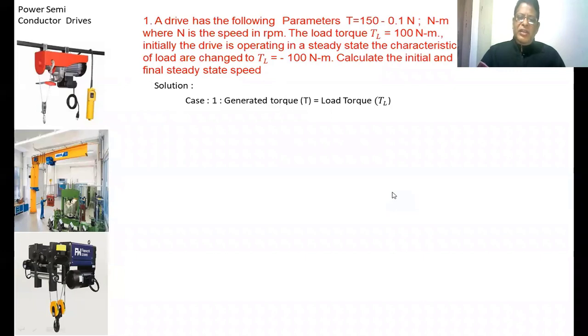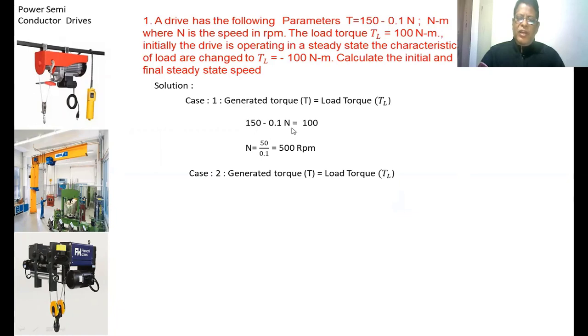In any drive, the generator torque equals the load torque. See here, the generator torque 150 minus 0.1 N equals 100 Newton meter. This is the first case. Then you have to solve for N. You are getting 500 RPM.